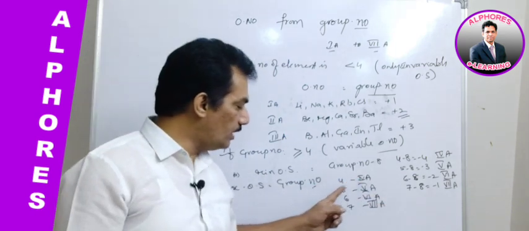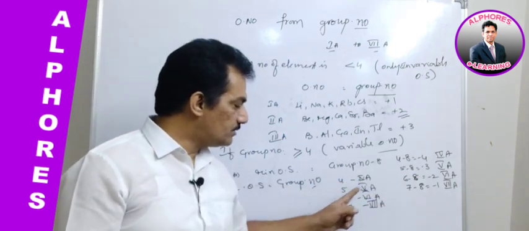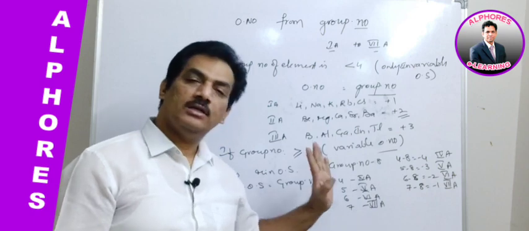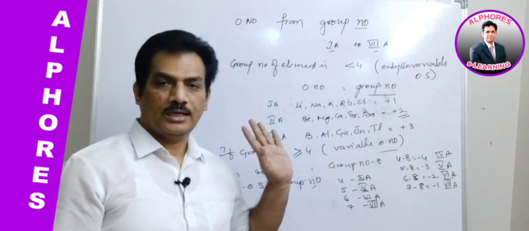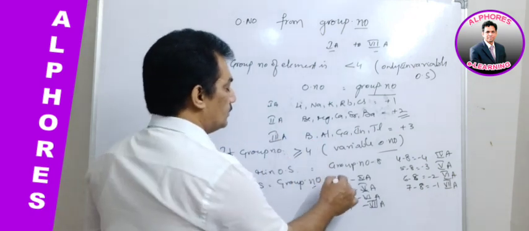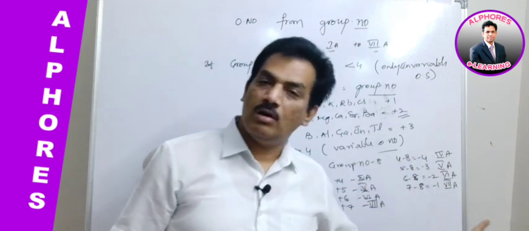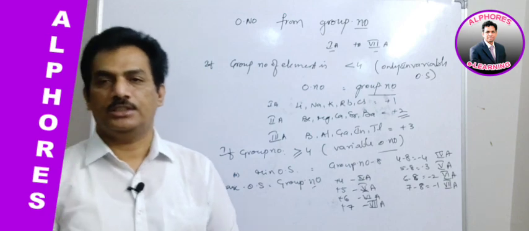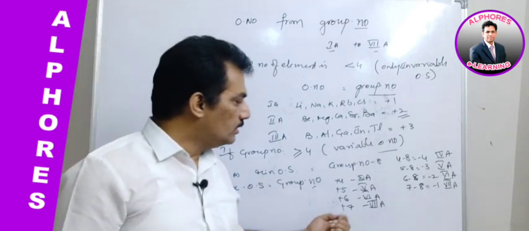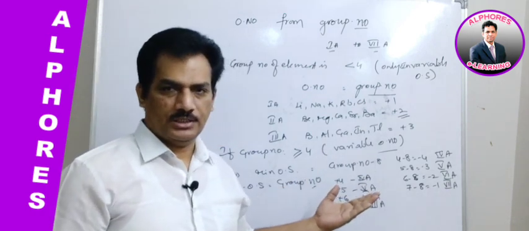4 for 4th A, 5 for 5th A, 6 for 6th A, and 7 for 7th A group. Clear? It is all positive, and minimum oxidation states all are negative oxidation states. Now this already we discussed in the previous session.